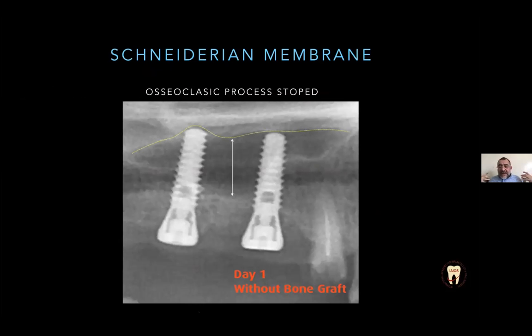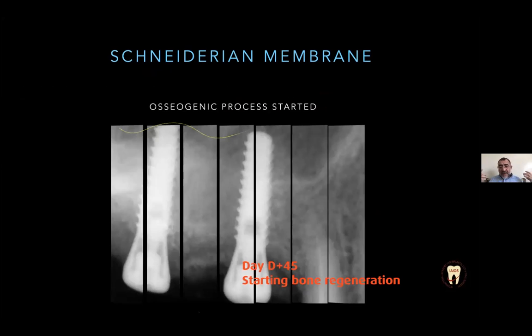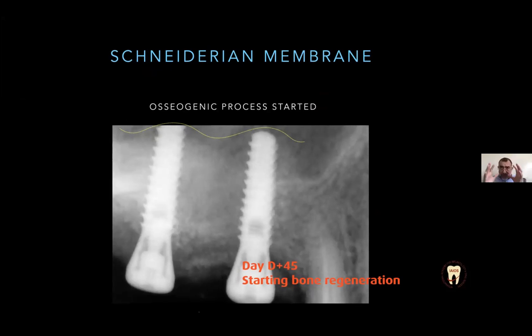Now, in this case, you can see that you have a placed implant in the same stage without bone grafting, and you stop the osteoclastic process. And we took an X-ray after 45 days, and you can see here in the X-ray that you are starting a bone regeneration.